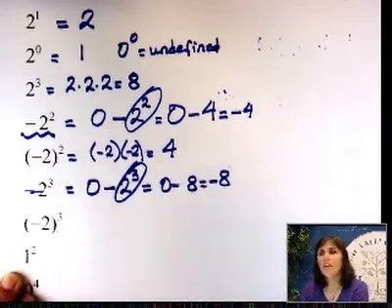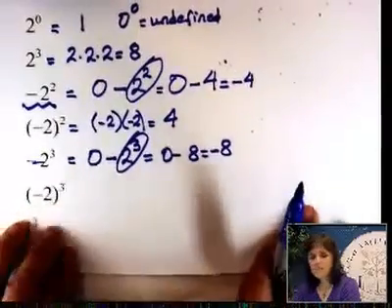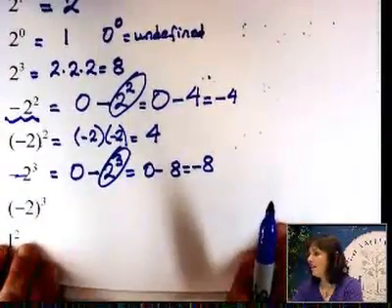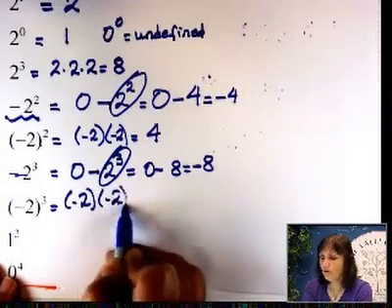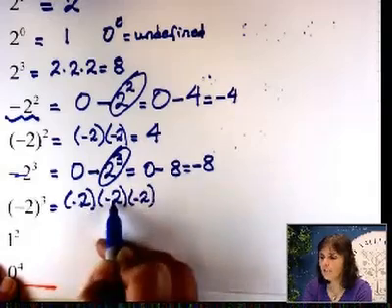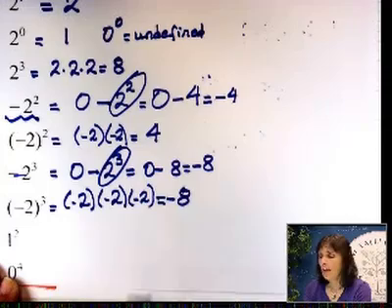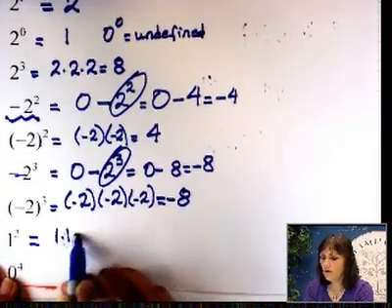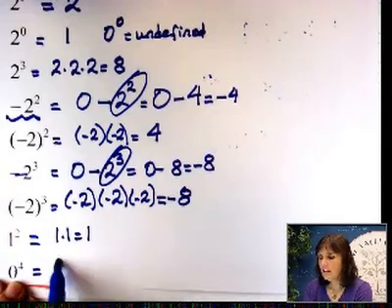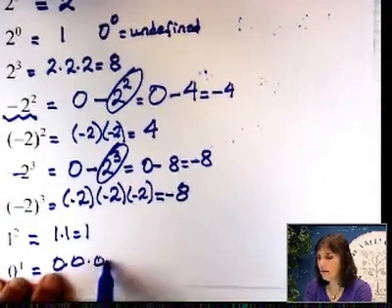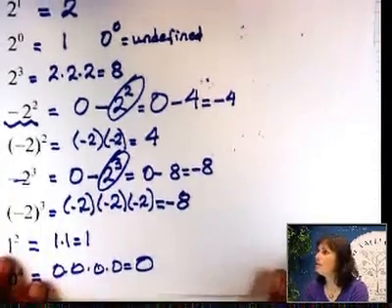This one also gave you a negative answer. Let's look at this situation. Negative 2, in parentheses, to the third power, which is negative 2, negative 2, negative 2. Left to right, that's positive 4 times negative 2, that's negative 8. 1 to the second power is 1 times 1, that's 1. And 0 to the fourth power is simply 0, 0, 0, and 0. That gives you 0.